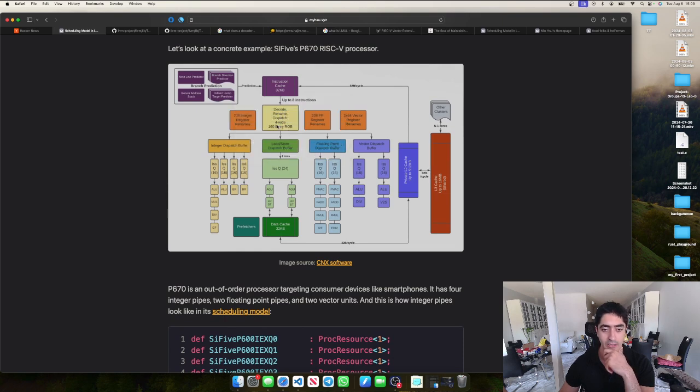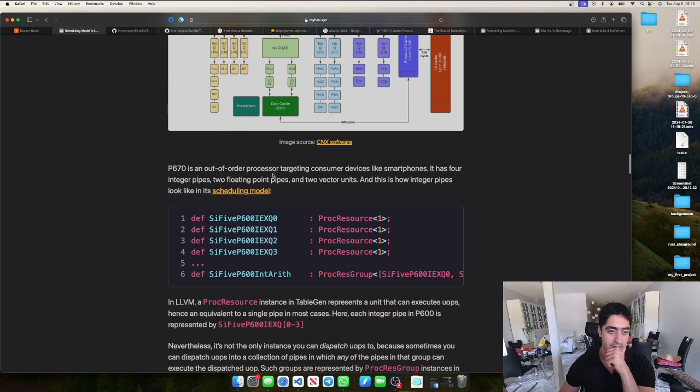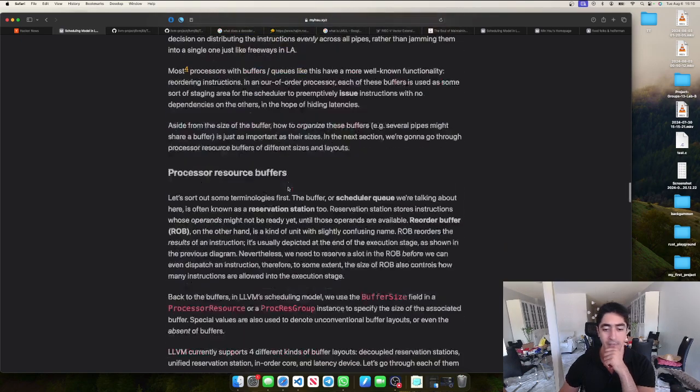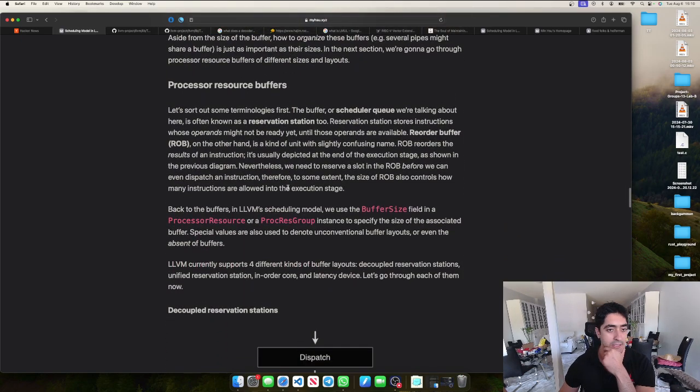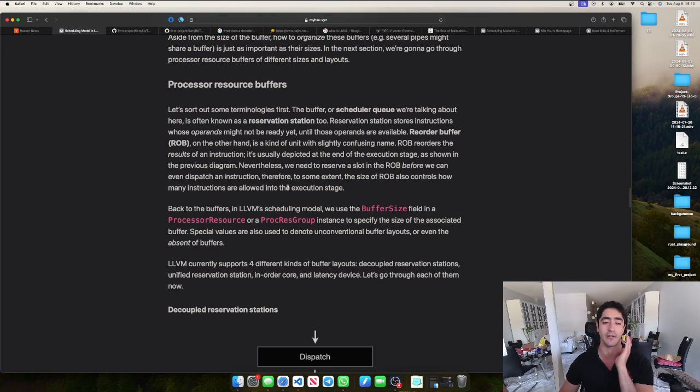Decode, rename, dispatch for bytes 160 into reorder buffer, integer dispatch buffer, load store dispatch buffer, floating point dispatch buffer, vector dispatch buffer. P670 is out of nowhere. Okay. Yeah, now I'm gonna record my analysis too.